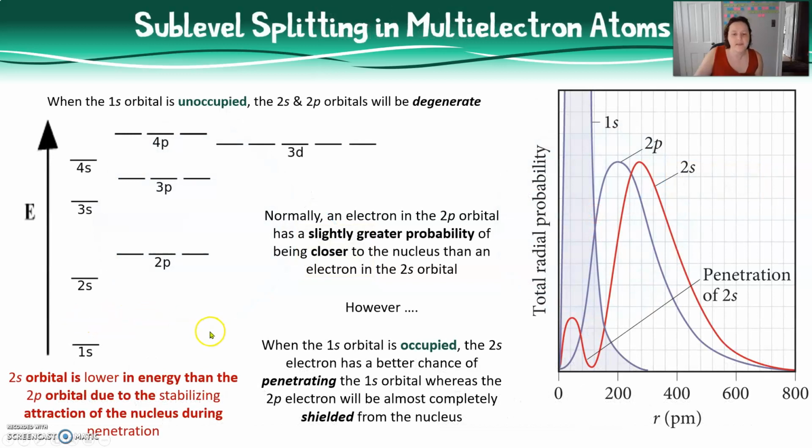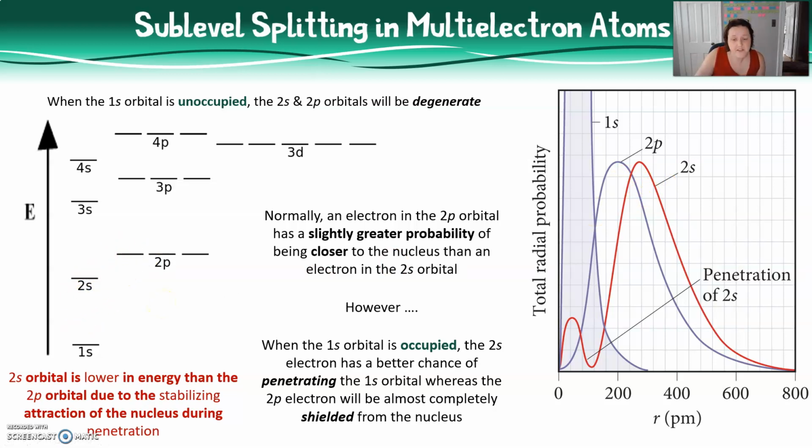Here we see the probability distribution for the 1s, 2s, and 2p orbitals. Note that the 2p orbital actually has a higher probability of being found closer to the nucleus than the 2s orbital if we compare their maxima in the probability distribution. So this would suggest that the 2p should actually be lower in energy than the 2s, which is not what we're seeing in the diagram.